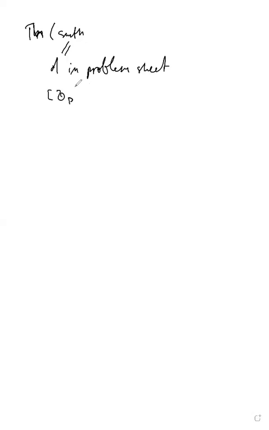So what do I have? I have th of something, and this something is denoted d in the problem sheet, and it is denoted sigma d in square brackets in the notes.